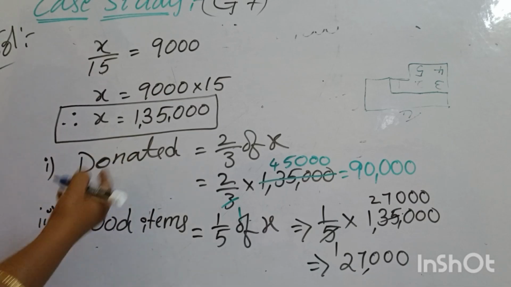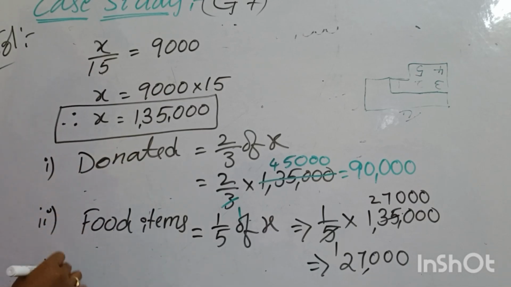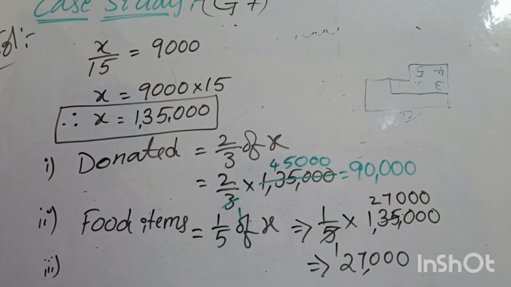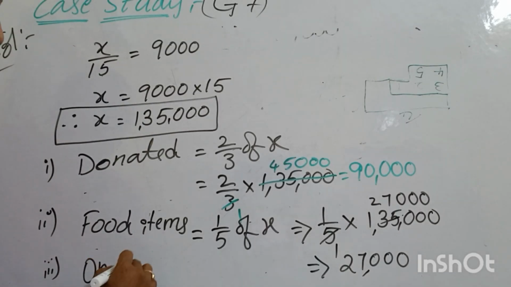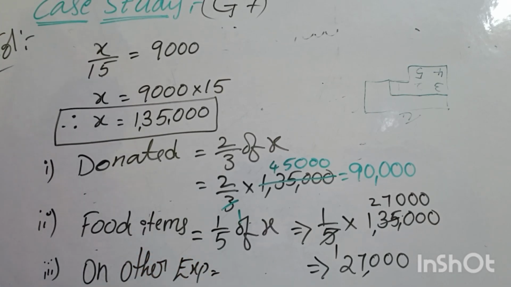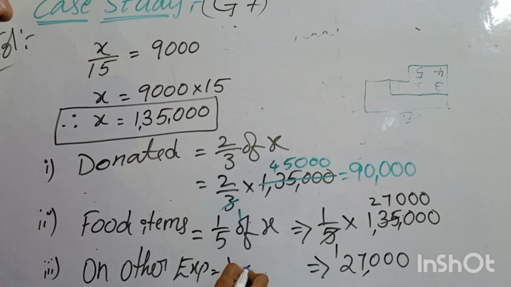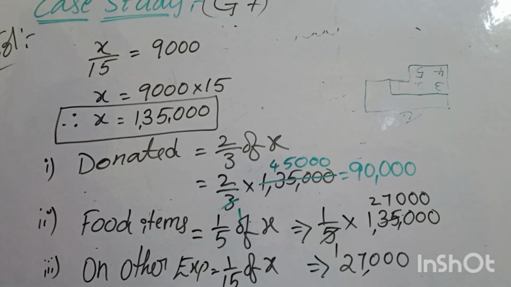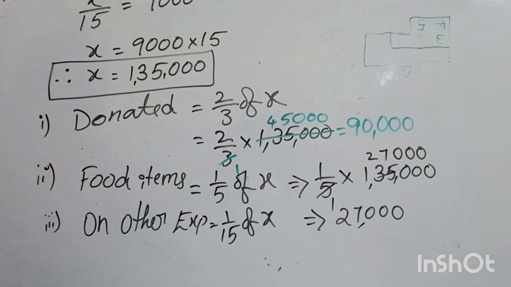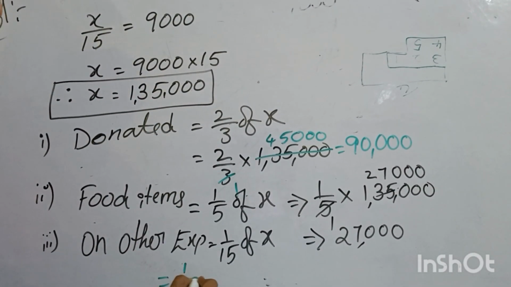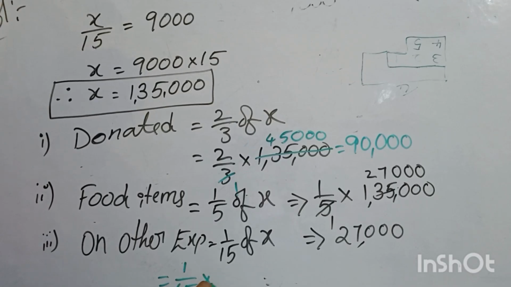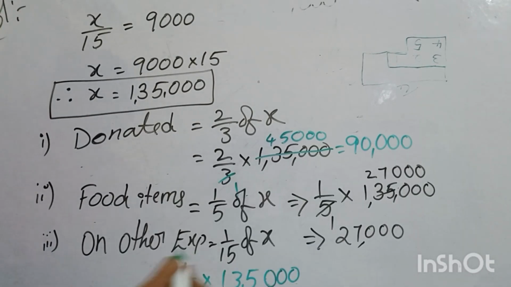Okay. Next, third question. What did he ask? He also spent on other expenses, right? On other expenses, how much? 1/15 of x. How to find 1/15 of x? See, same like that only. Again take 1/15 of x. Of means into 1,35,000. Now you can cancel it.